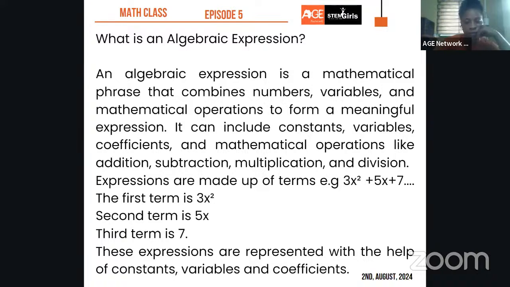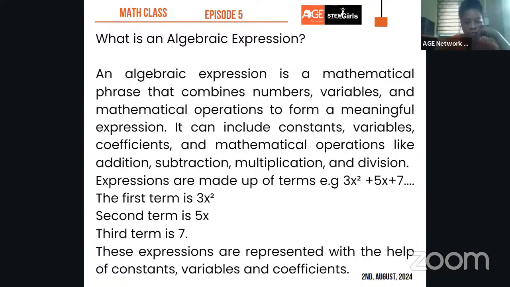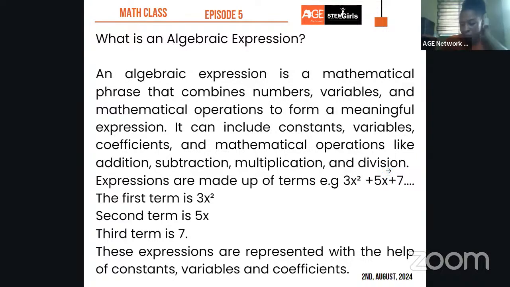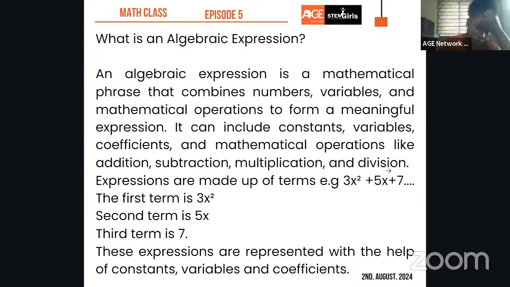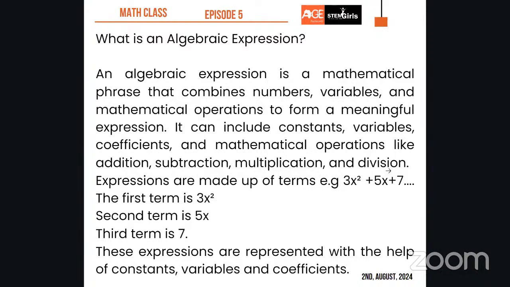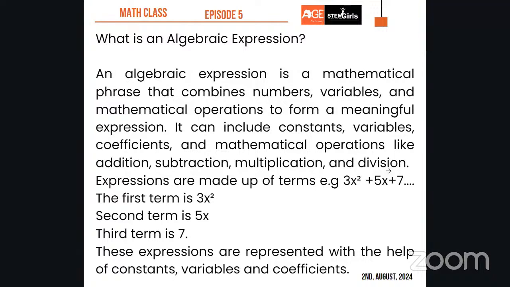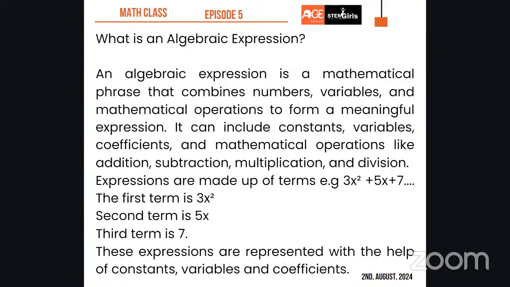Now, expressions are made up of terms. What we mean by term, let's look at this example. We have 3x squared plus 5x plus 7. That is a very good example of an algebraic expression. The first term in this algebraic expression is 3x squared. That is a term. Combinations of terms using our mathematical operations, that is what we call an algebraic expression. 3x squared is a term on its own. 5x is another term. The third term is 7. That means that this algebraic expression has three terms.